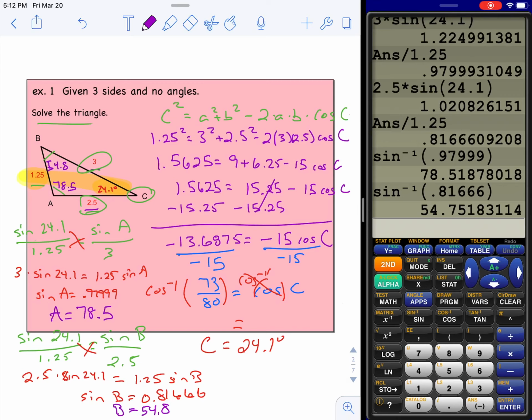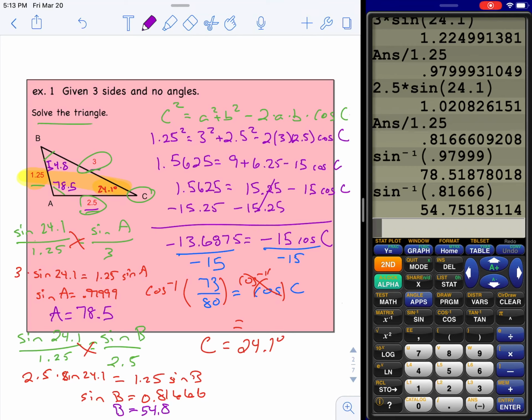Now, there's some of you out there who are wondering, well, why didn't he just use the triangle sum theorem to figure out what angle B is? Once he had A, all he needed to do was figure out 180 minus 24.1 minus 78.5. Well, here's the tricky part, and here's why I'm going to tell you, use the law of sines to find the rest of those angles. Don't try to jump ahead with the triangle sum theorem.